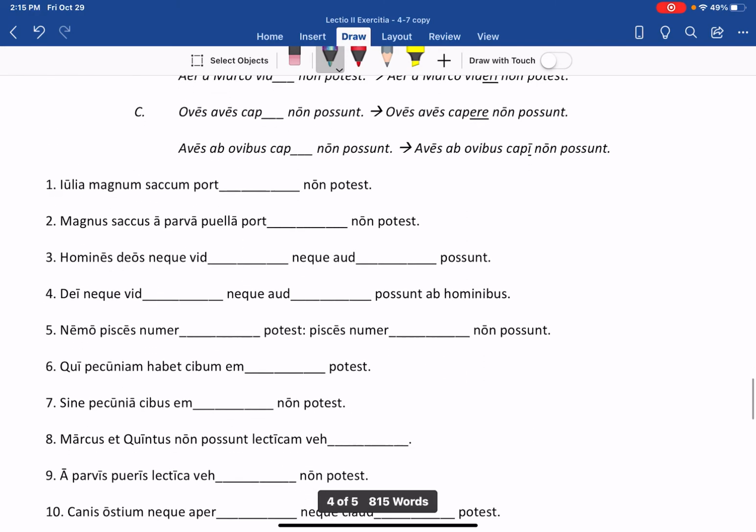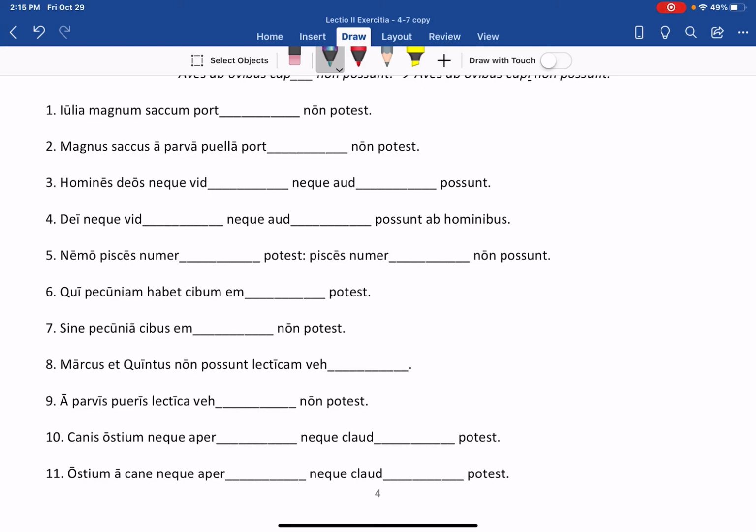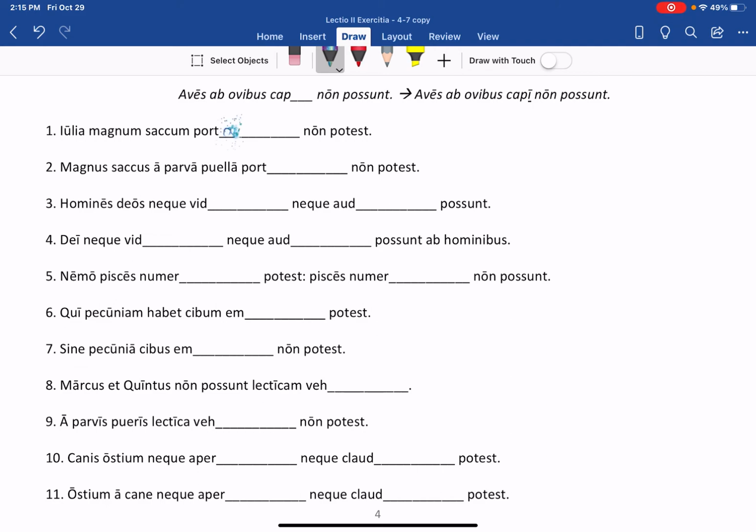So let's jump into the answers. Number 1, Julia magnum sacum portare portare non potest. So here we need the active infinitive. Julia is not able to carry the large sack. So Julia is the subject, she is not able. And then we see magnum sacum is the object, so we know we need active infinitive to fill in the space here. Julia is not able to carry magnum sacum, the large sack.